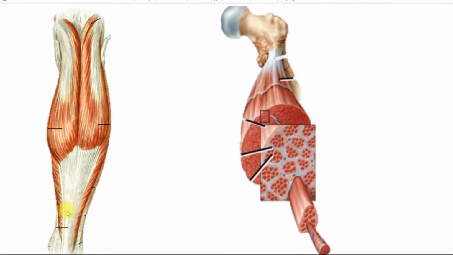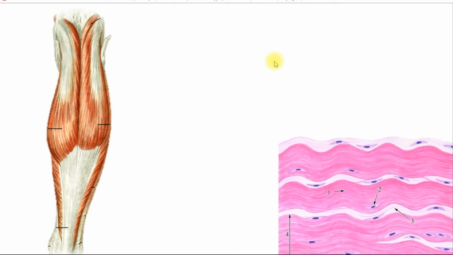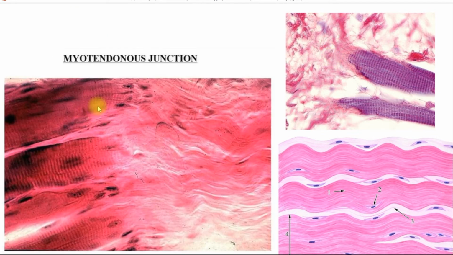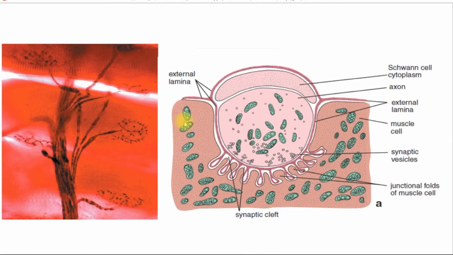And tendons provide attachment of muscles to bones. Here you can see them. They are made up of dense fibrous regular connective tissue. Here you can see a muscle fiber and the transition of the muscle fiber into a bundle of collagen fibers of the tendon. And here you can see muscle with striations and its tendon, skeletal muscle and its junction to tendon.